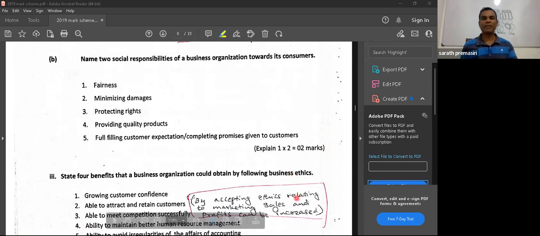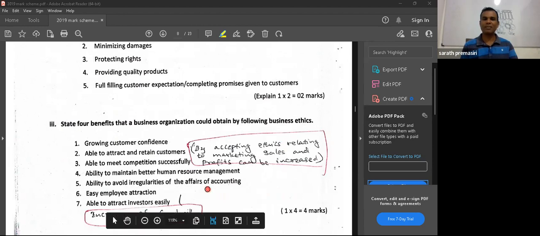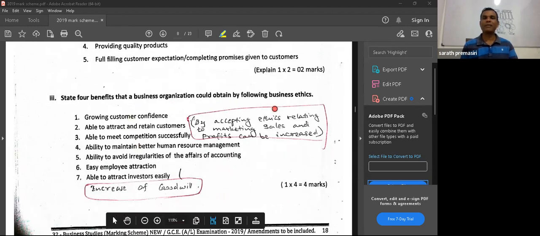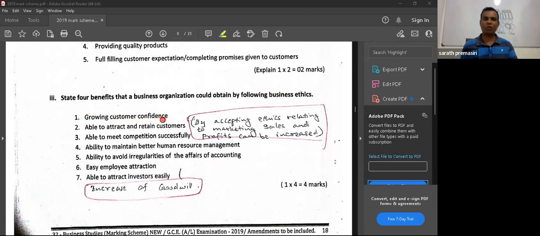Now, state four benefits that a business organization could obtain by following business ethics. You know that if a business is following business ethics, doing business activities understanding what is good and what is bad, it will bring a lot of benefits to the business as well. It will improve the business image, confidence towards the customers, that type of things. Here, these are the benefits of following business ethics. Growing customer satisfaction or customer confidence.